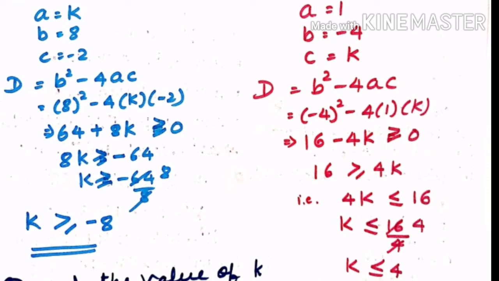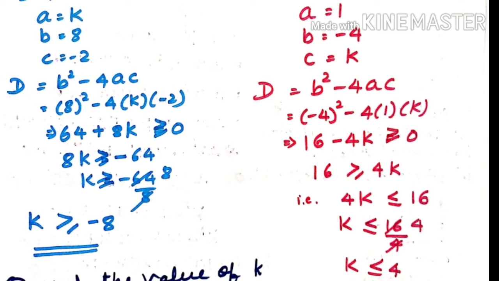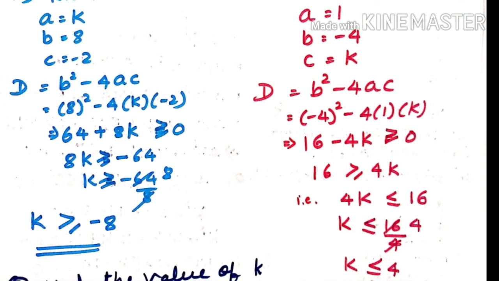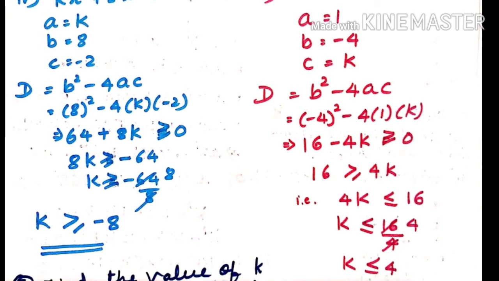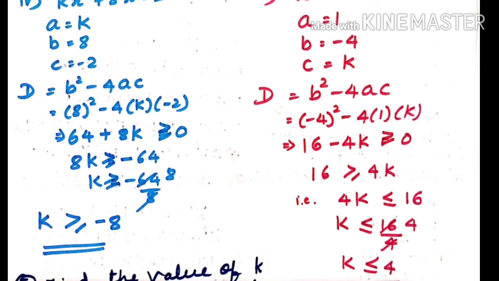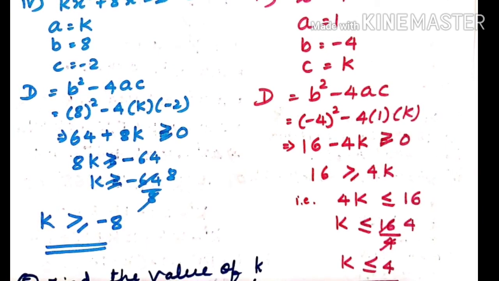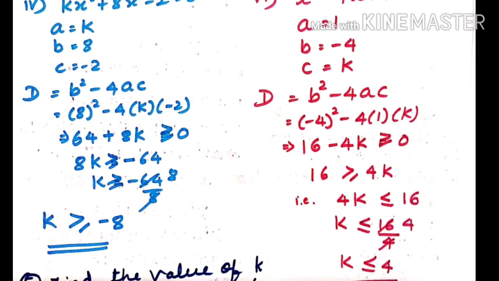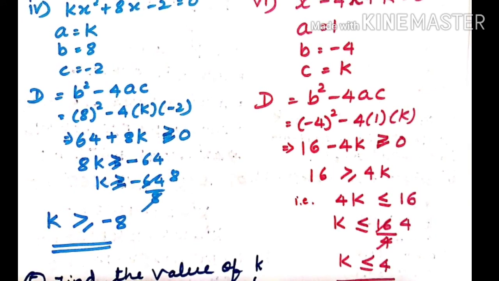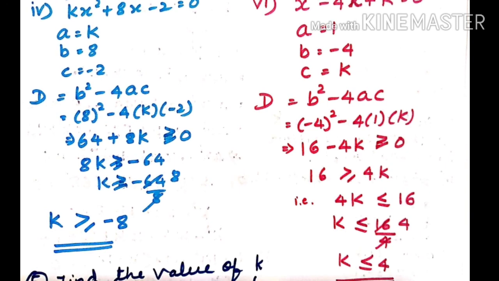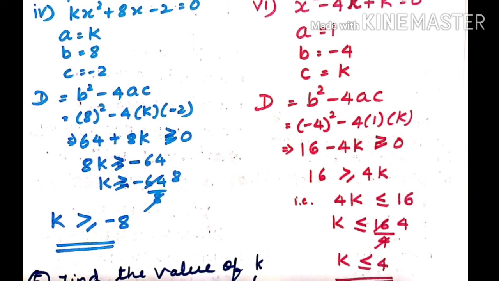Here we do not get a fixed value of k, but since the roots are real, k is greater than or equal to minus 8. Now for question 4, I take number 6, that is x square minus 4x plus k is equal to 0, and now I take a is equal to 1, b is equal to minus 4, and c is equal to k. So we find D is equal to b square minus 4ac, which is minus 4 square minus 4 into 1 into k.